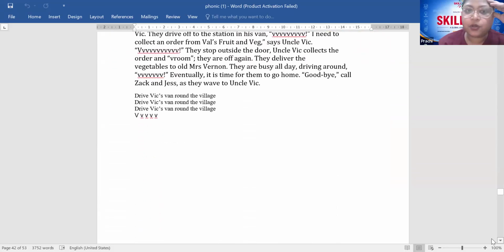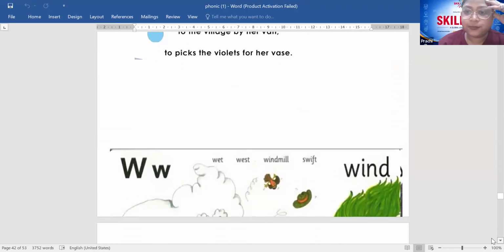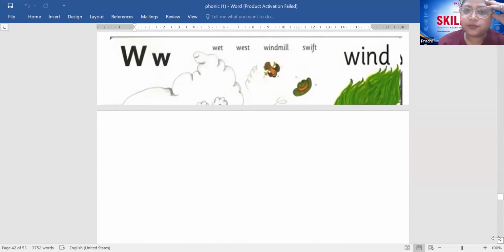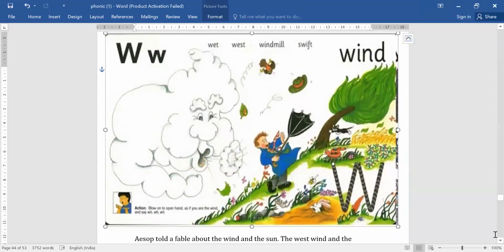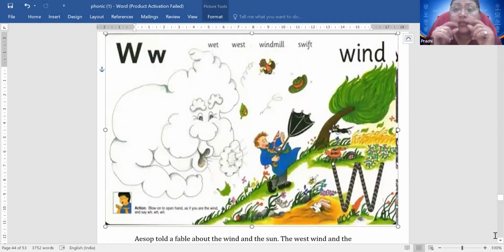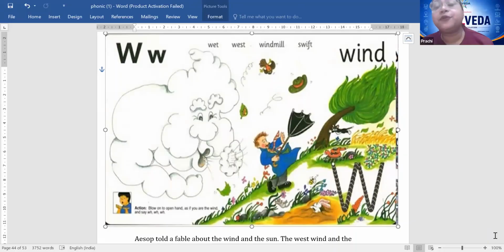Now let's come to the next letter, W. So what is the sound of letter W? Letter W is Wa. Open your mouth and say Wa. And what is the gesture you are going to give to the children? Open your three fingers and say Wa. This is a gesture because children get confused with letter V and letter W.